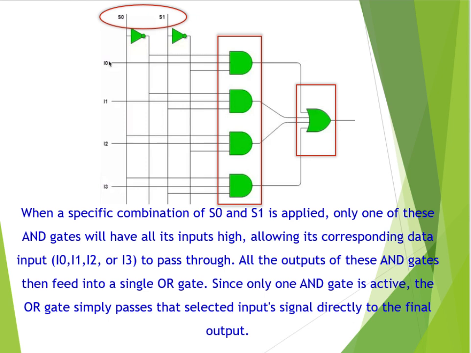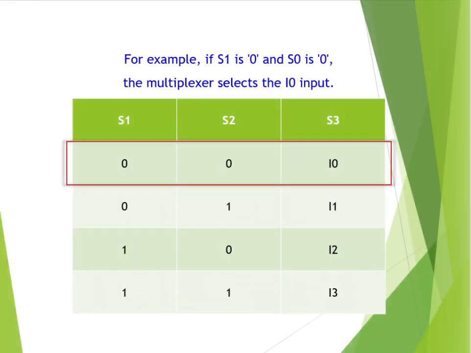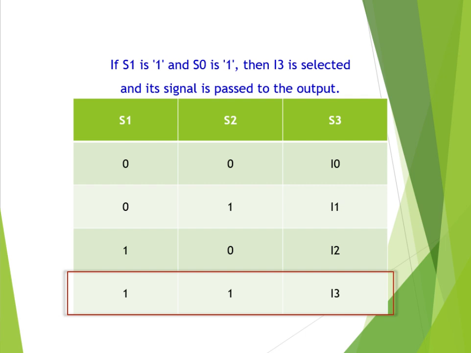All the outputs of these AND gates then feed into a single OR gate. Since only one AND gate is active, the OR gate simply passes that selected input signal directly to the final output. So, what are the outputs we get? It's straightforward. For example, if S1 is 0, and S0 is 0, the multiplexer selects the I0 input. If S1 is 1, and S0 is 1, then I3 is selected, and its signal is passed to the output.